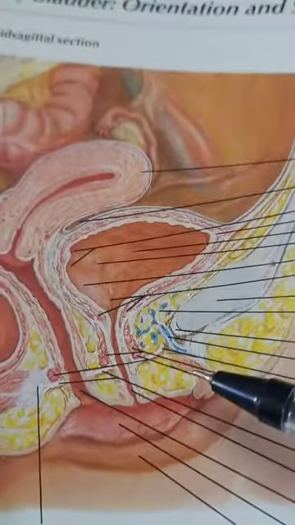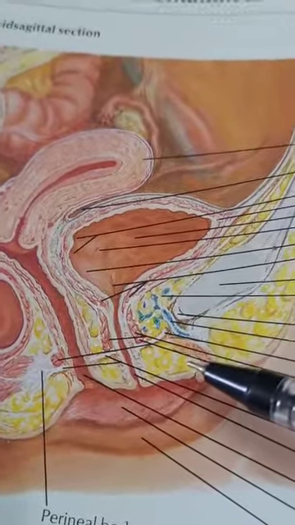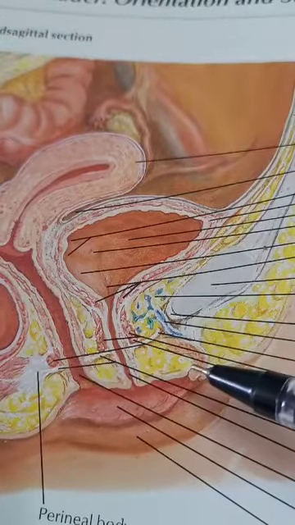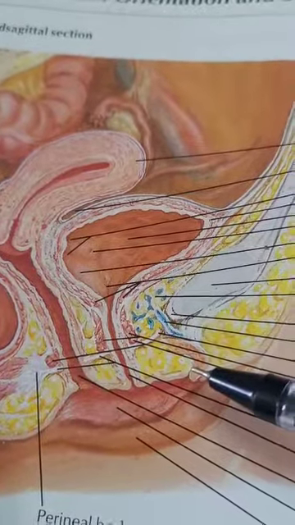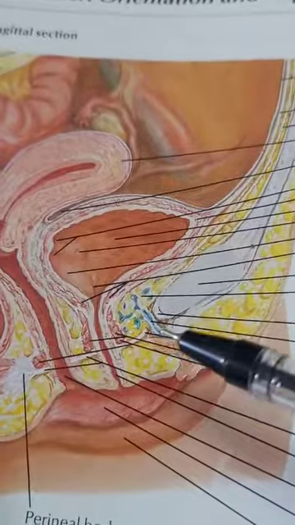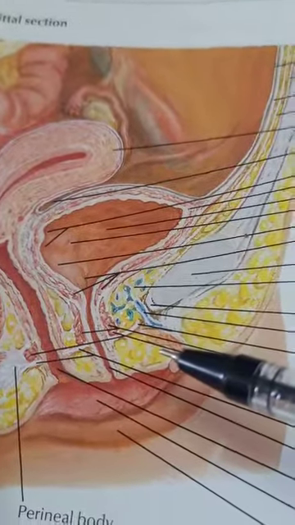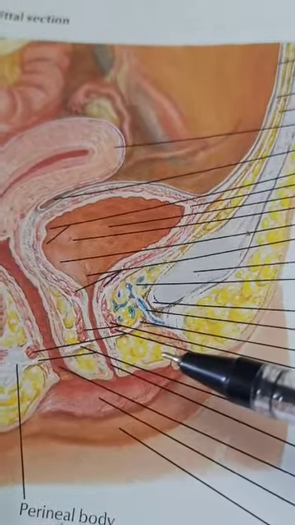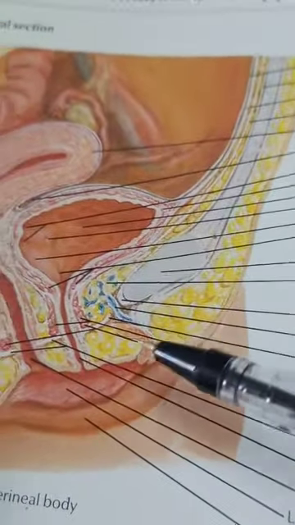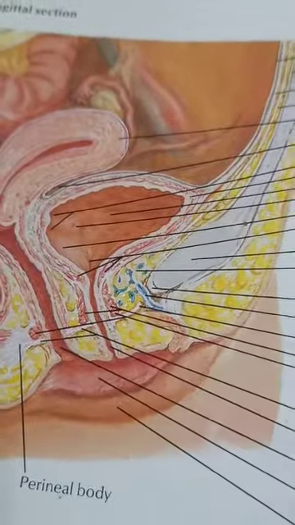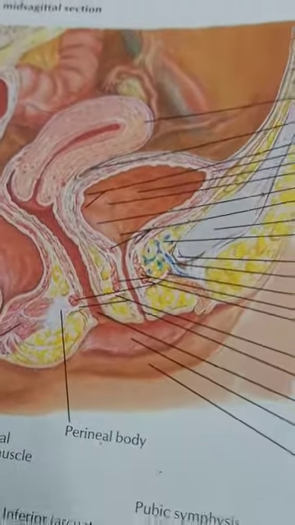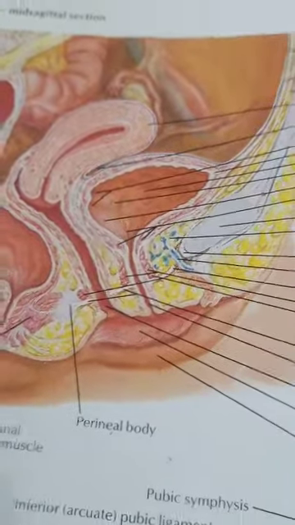And nerve supply: it is supplied by sympathetic and parasympathetic fibers. The parasympathetic fibers arise from the second to the fourth sacral segments. Then sympathetic from the pelvic splanchnic plexus. So that is the blood supply and nerve supply of the female urethra. That's all about the female urethra.